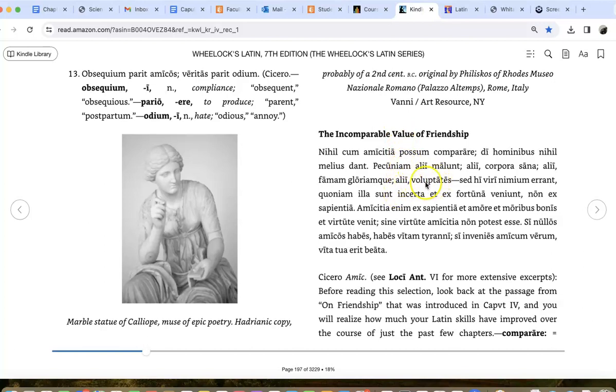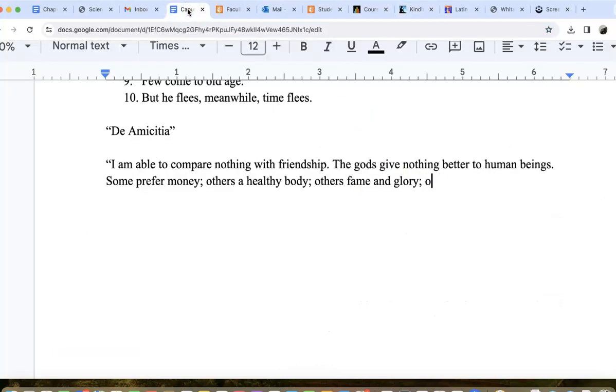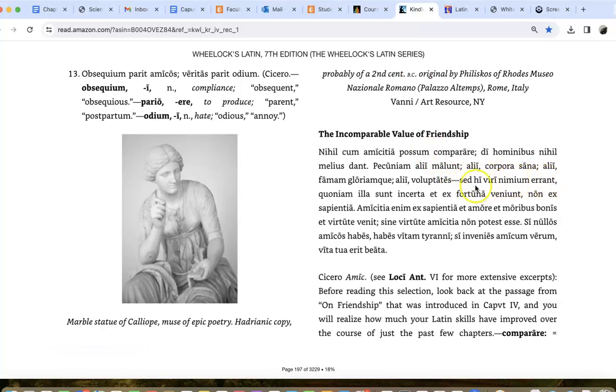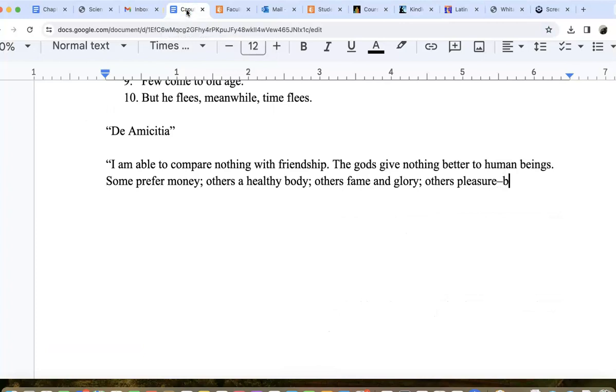Others pleasure. So this is where we get words like voluptuousness. Others pleasure, but these men err excessively. In other words, they're totally wrong. So, but these men, viri, err, like error, excessively. So nimium means excessively, or you could also translate it as too much.